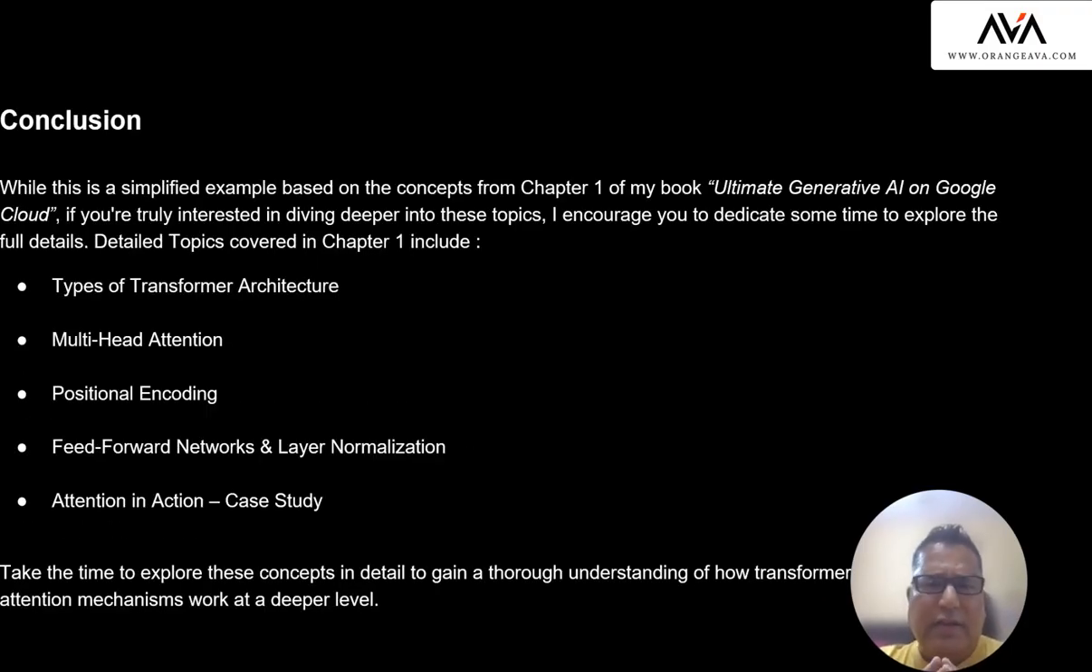While this is a very simplified example based on the concepts from chapter 1 of my book, Ultimate Generative AI on Google Cloud, if you are truly interested in diving deeper into these topics, I encourage you to find some time and really go through these and enjoy those sessions. For example, in chapter 1, I've also talked about types of transformer architecture at much length with a very detailed example covering each component such as multi-head attention, positional encoding, feed-forward networks and layer normalization, and a case study.